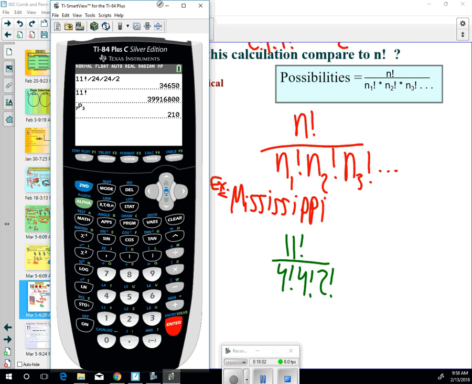In your calculator, you can either put these in parentheses and divide it into 11 factorial, or I would just take 11 factorial, divide by 24, and then if I multiply by 24, that would cancel out, wouldn't it? So you just do, because it's in the denominator, you divide, you divide, you divide. Good question. So this one was 210.